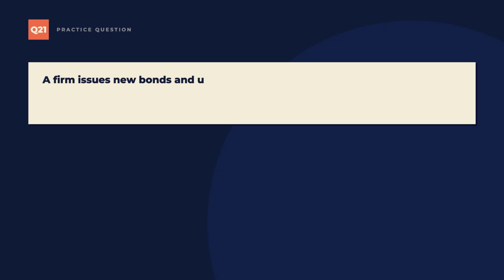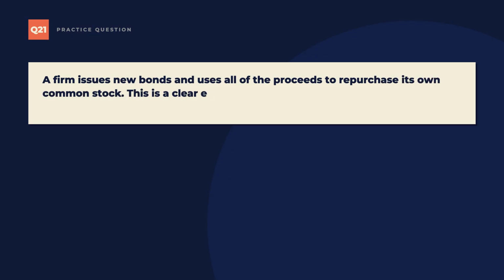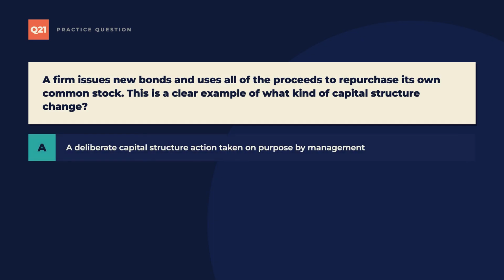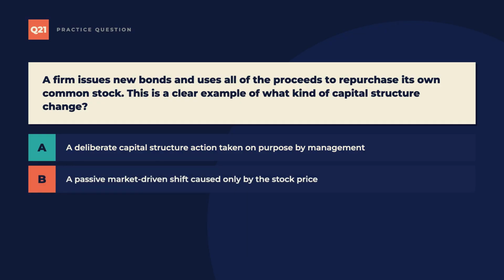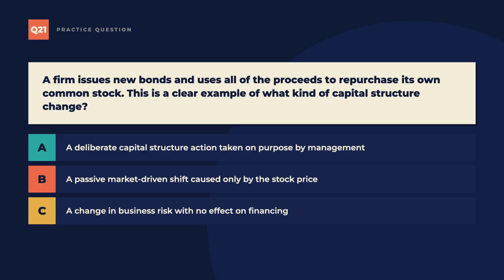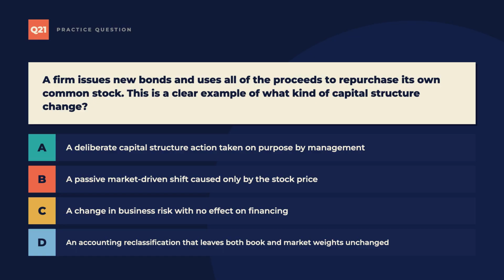Question 21. A firm issues new bonds and uses all of the proceeds to repurchase its own common stock. This is a clear example of what kind of capital structure change? Your options are: A. A deliberate capital structure action taken on purpose by management. B. A passive market-driven shift caused only by the stock price. C. A change in business risk with no effect on financing. D. An accounting reclassification that leaves both book and market weights unchanged. Pick one. Trust your gut. Here's your chance to test yourself.